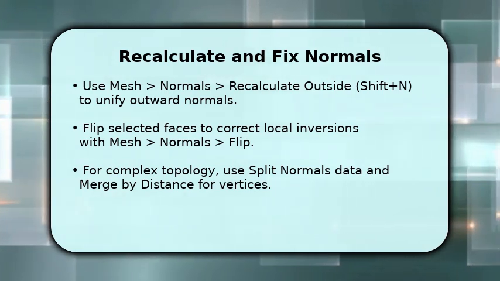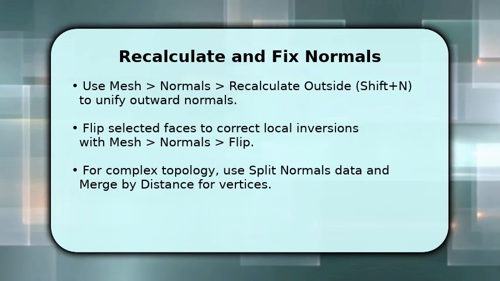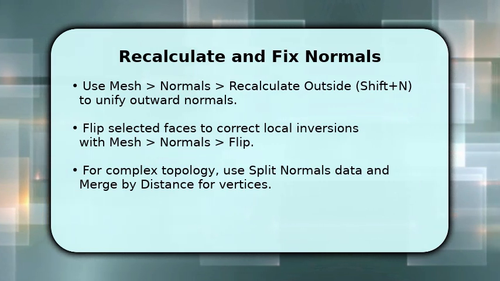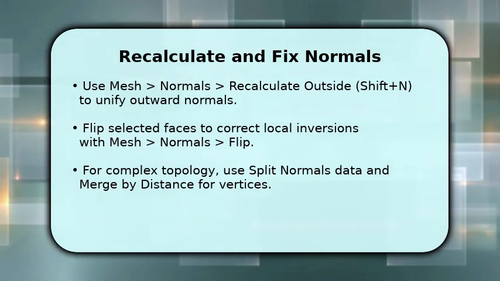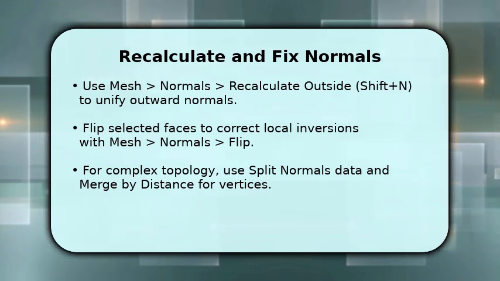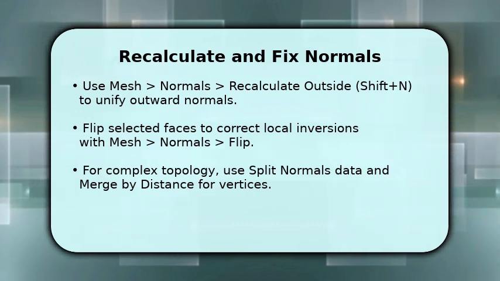For hard edges or custom shading, create split normals by marking sharp edges and using auto smooth or manually editing custom normals. Make sure to merge close vertices first. Duplicated vertices break normal continuity and will make recalculation ineffective.